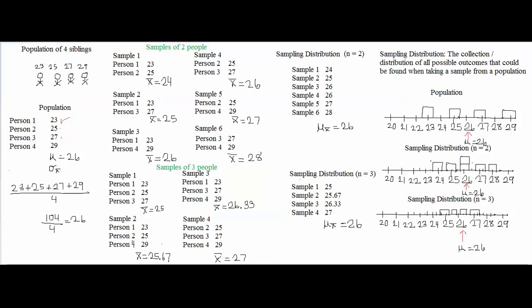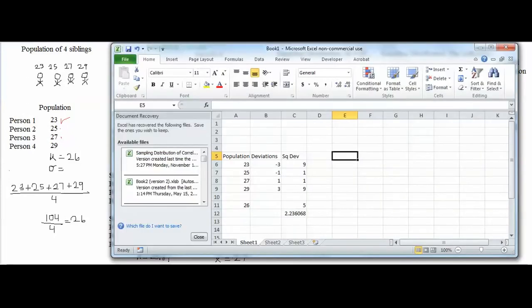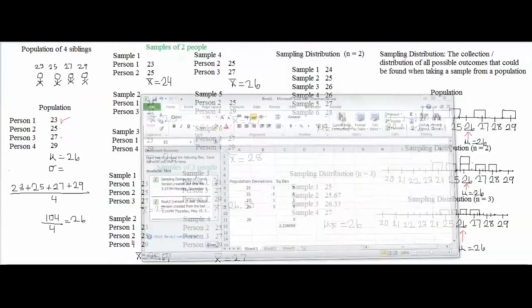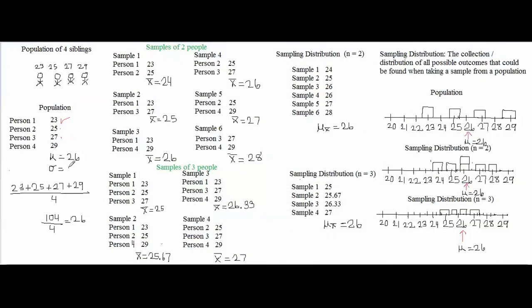Oh, I'm sorry, that's not the right symbol. The symbol for the population standard deviation is this symbol right here. It's the sigma, and we saw in Excel that it equals 2.236, which rounds to 2.24.